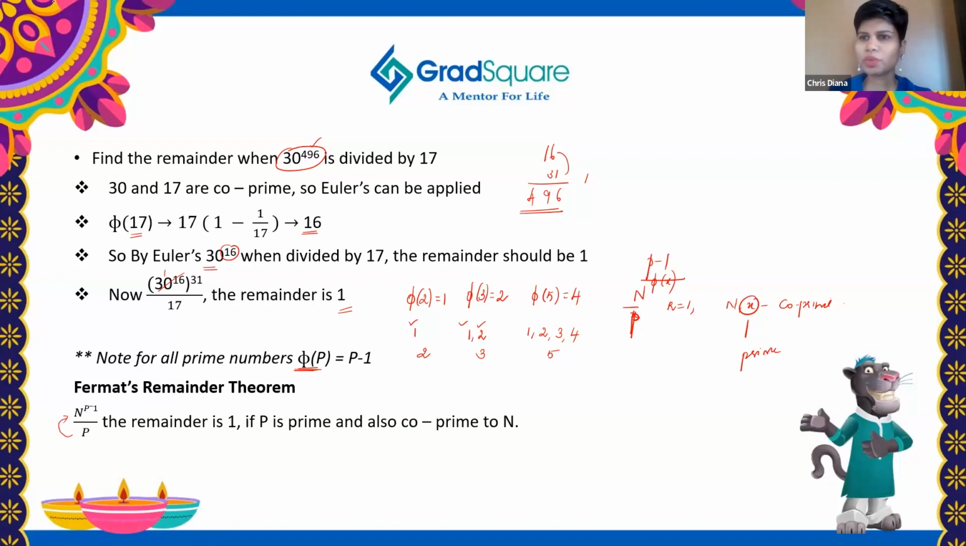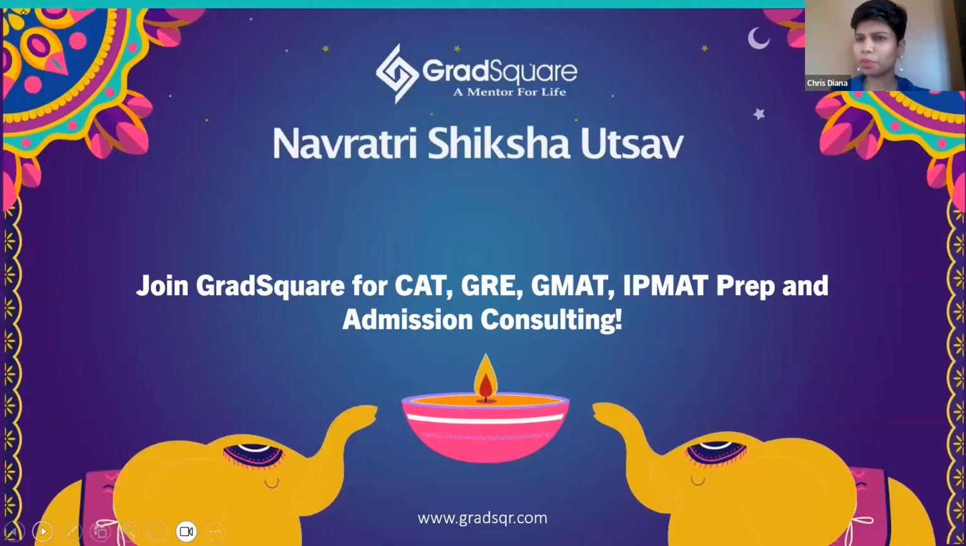Right? So with this we come to the end of this particular video. Take around 10 to 15 problems on remainders and try to apply Fermat's and Euler's. That should be more than enough for you to get those theorems into your heads.